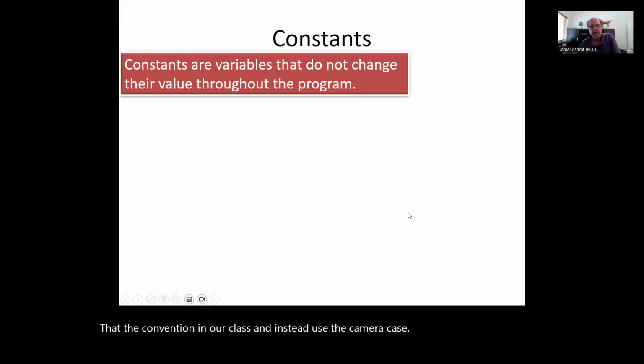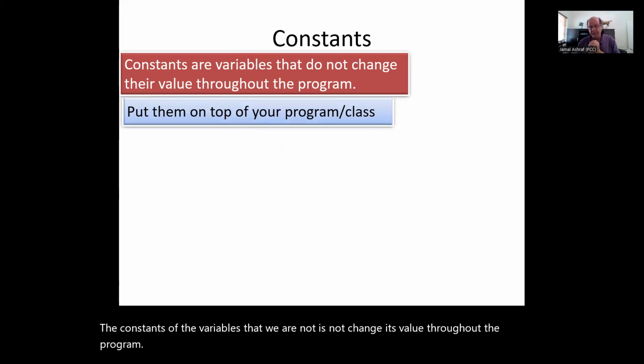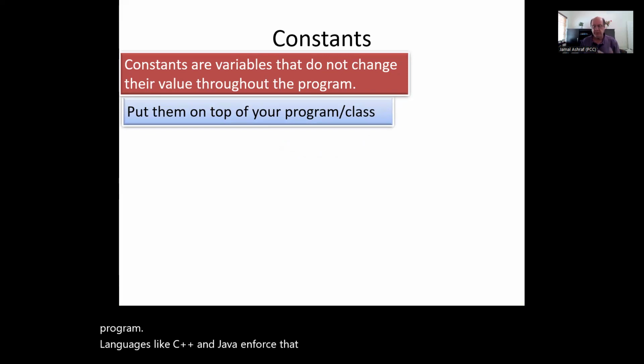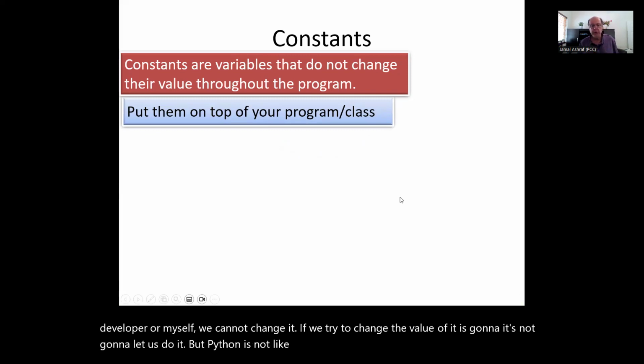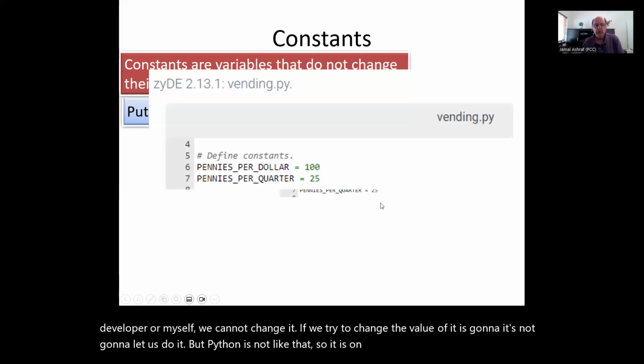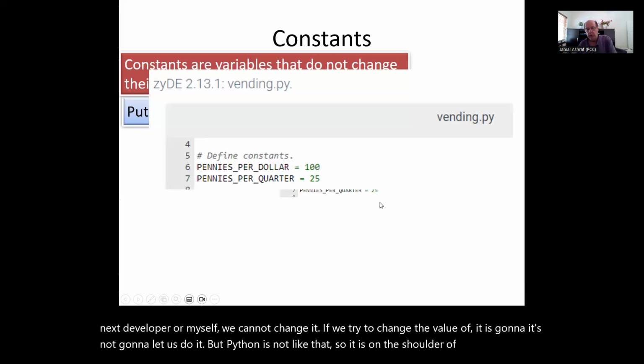The constants are the variables that we do not change; their value stays the same throughout the program. Languages like C++ and Java enforce that. That means if I define something as a constant, the next developer or myself cannot change it. If we try to change the value of it, it's not going to let us do it. But Python is not like that. So it is on the shoulders of programmers to enforce it.